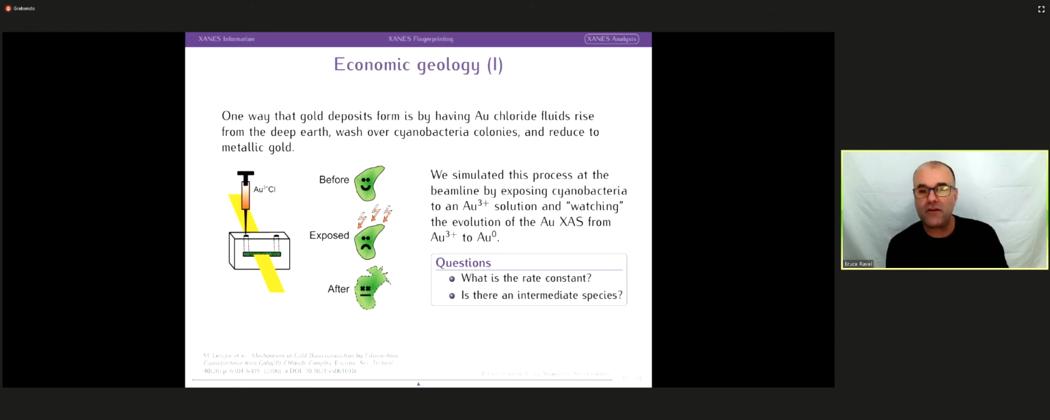Now, any individual example of this is a very small amount of gold chloride, but over geological timescales, these fissures can accumulate economically meaningful amounts of gold.